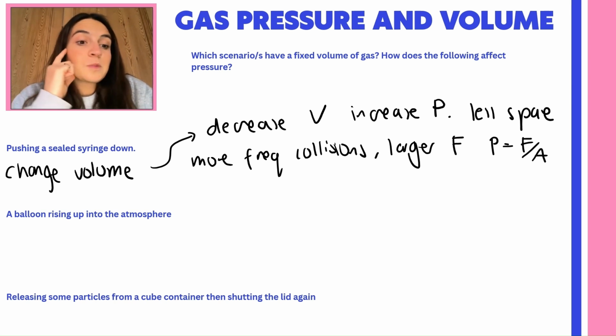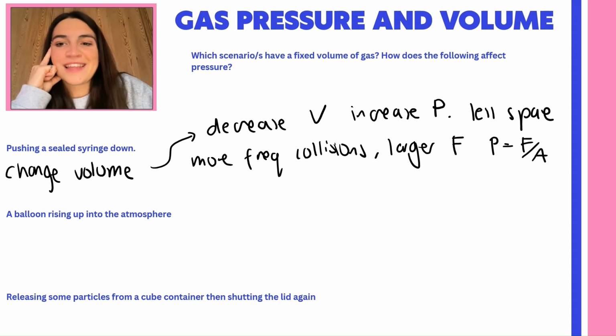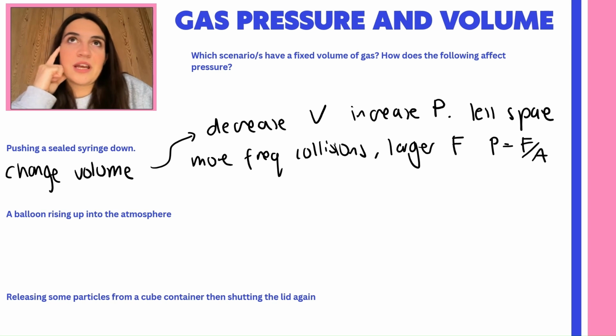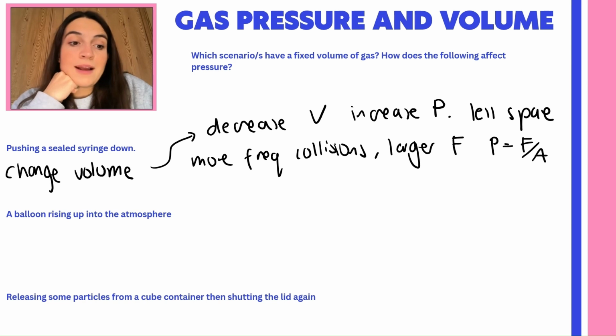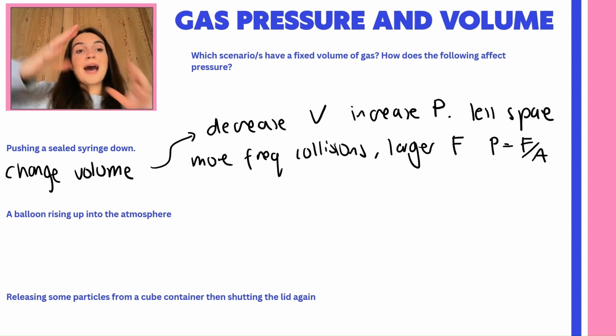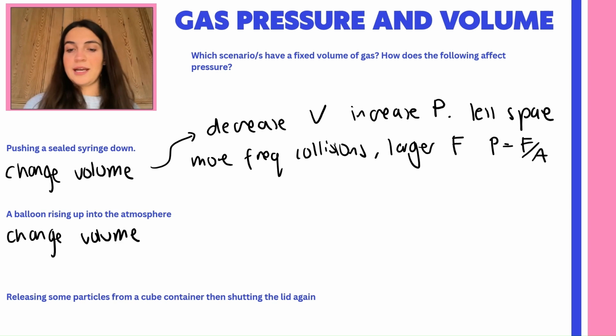Okay, next one, a balloon rising up into the atmosphere. Again, we're imagining that our balloon has been tied and is sealed, but you may know that as a balloon moves up in the atmosphere, the balloon actually expands. So since the container, which is the balloon, is changing size, it's expanding, but because I've sealed the balloon, there were no extra air particles coming in and out of the balloon, then I have changed the volume, because I've changed the container that the gas is in.